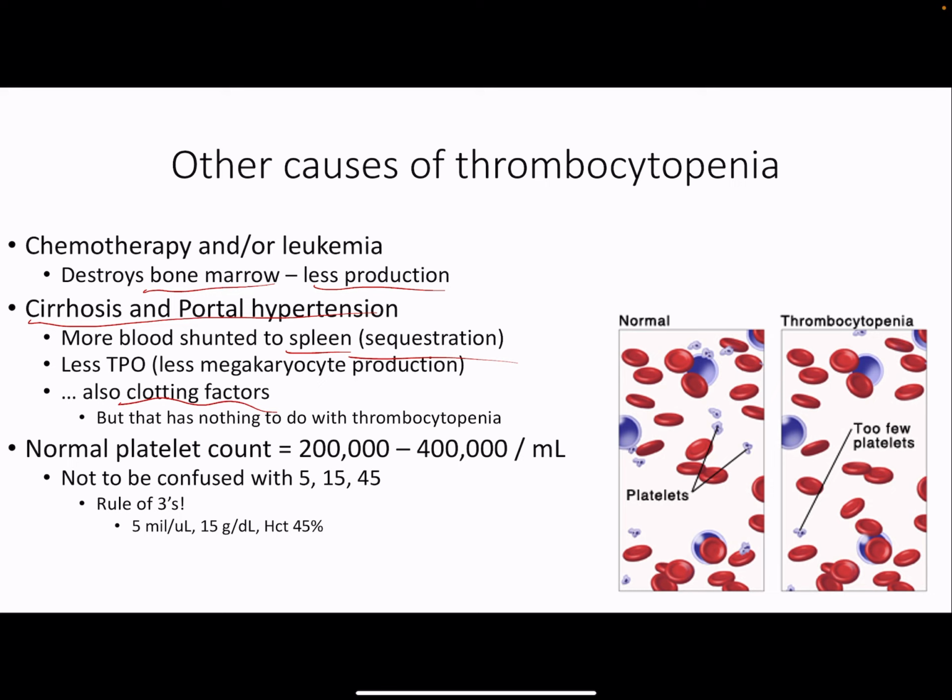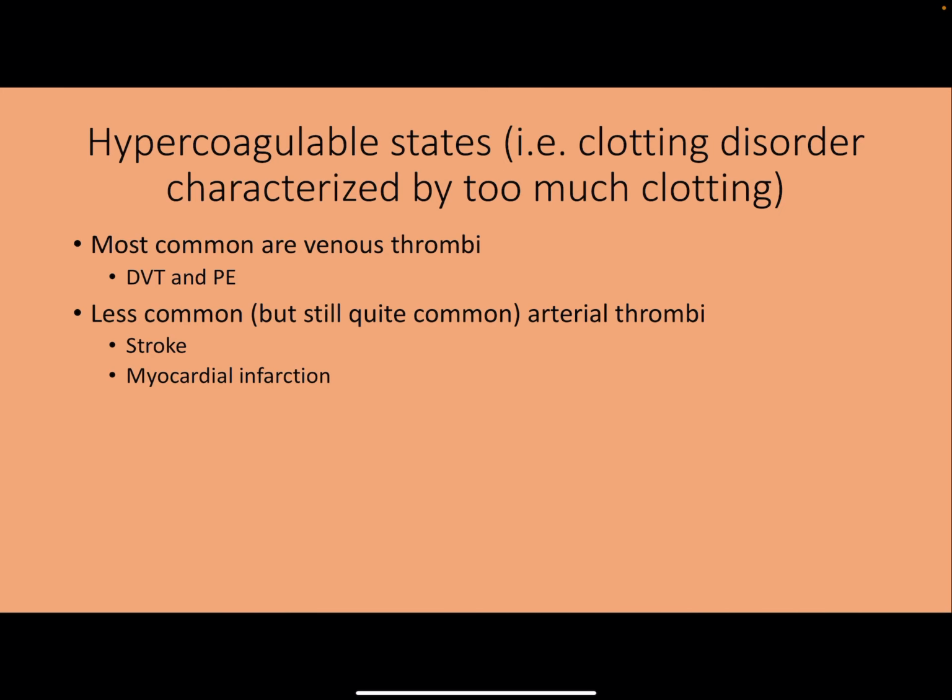A normal platelet count, just FYI, should be around 200 to 400,000 per microliter. Not to be confused with, I think very important to know, which is why I mentioned here, the 5, 15, 45, the rule of 3. So red blood cells should be at about 5 million per microliter in the vasculature. Hemoglobin should be 15 grams per deciliter, and the hematocrit should be about 45%. So 5 times 3 is 15, 15 times 3 is 45. All of these are more or less normal values, which is separate from, but not necessarily more important than, knowing the platelet count, which should be about 200 to 400,000. Cool.